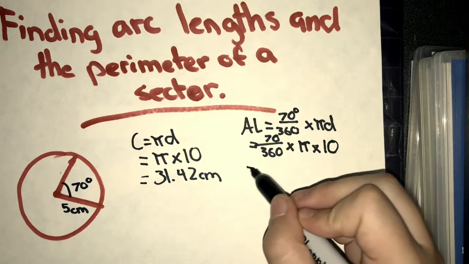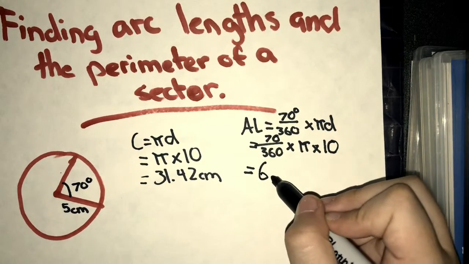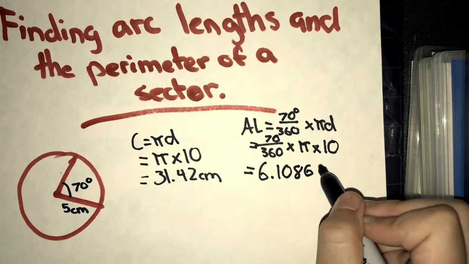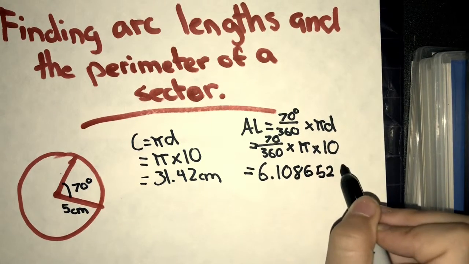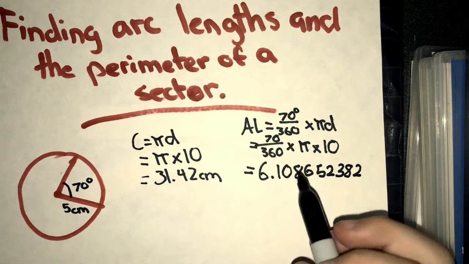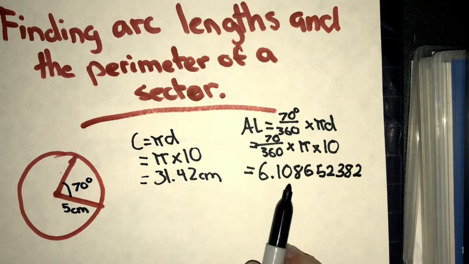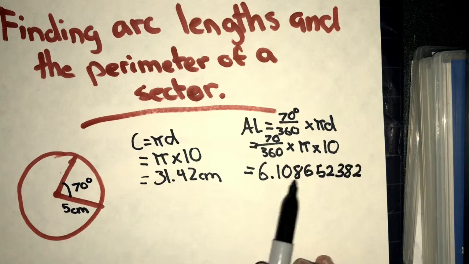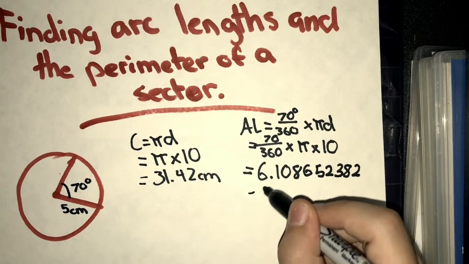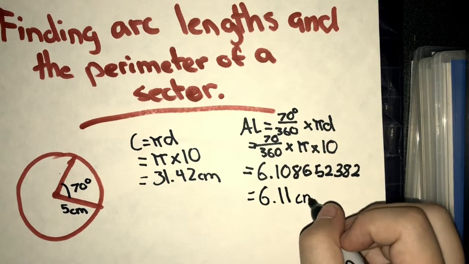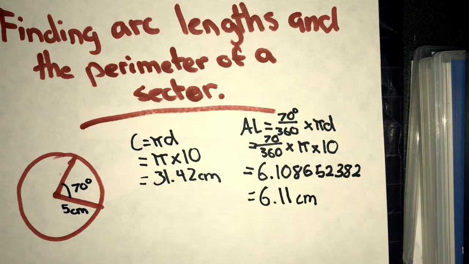When you times all that together, that equals 6.108652382. And then when you round that to 2 decimal places, you round the 8 up, which equals 6.11 centimeters. And that's how you find the arc length and perimeter of a sector.